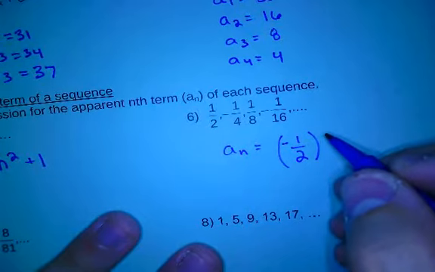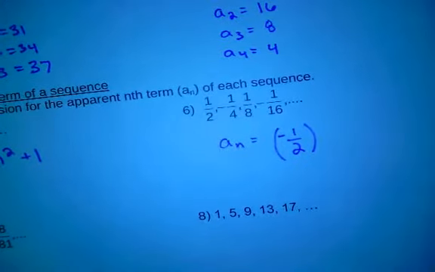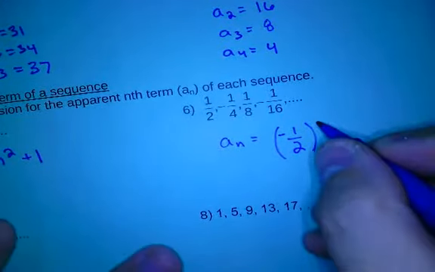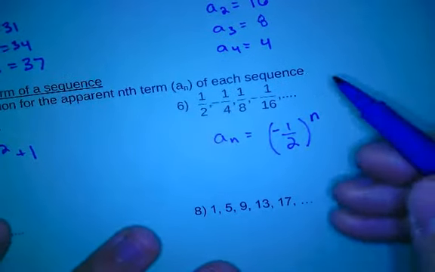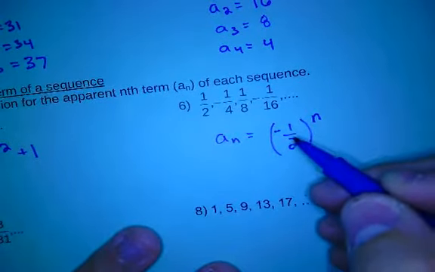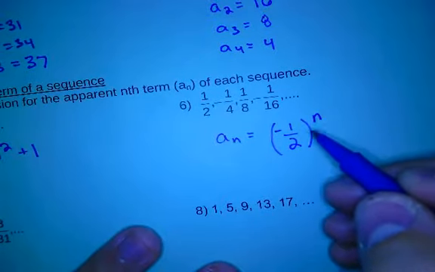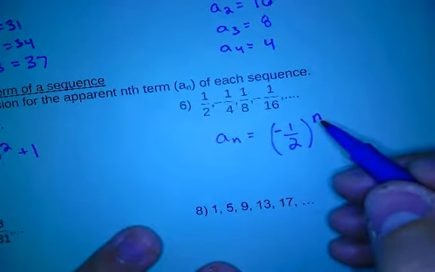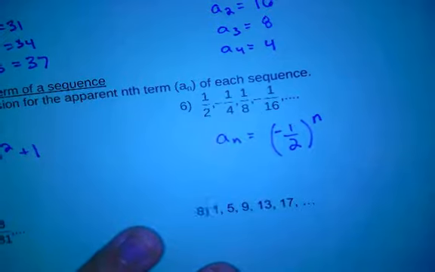But you're close though. What can I do to help her out here? This is so close. To the n. This is also very close, because when I plug in a 1, I get a negative 1/2. When I plug in a 2, I get a positive 1/4. I'm just off by the sign. How can I change that? Not negative n. N over 1. 1 over n.